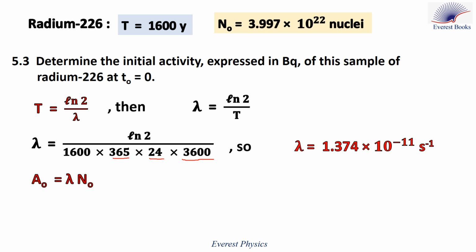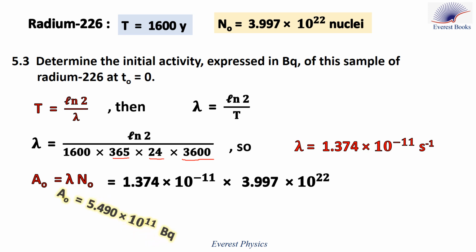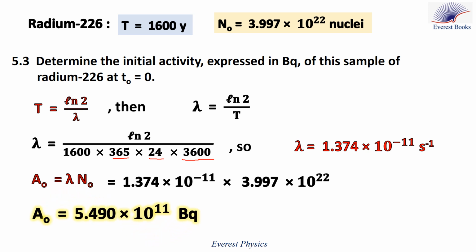Using another relation, the initial activity is given by lambda times N0. By replacing lambda and N0 by their values, we obtain the value of the initial activity in becquerel.